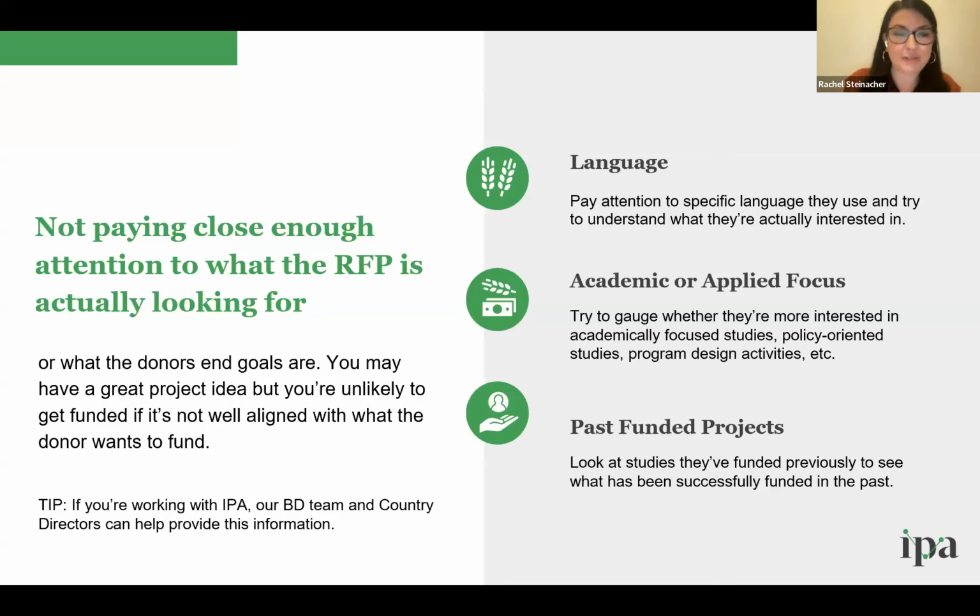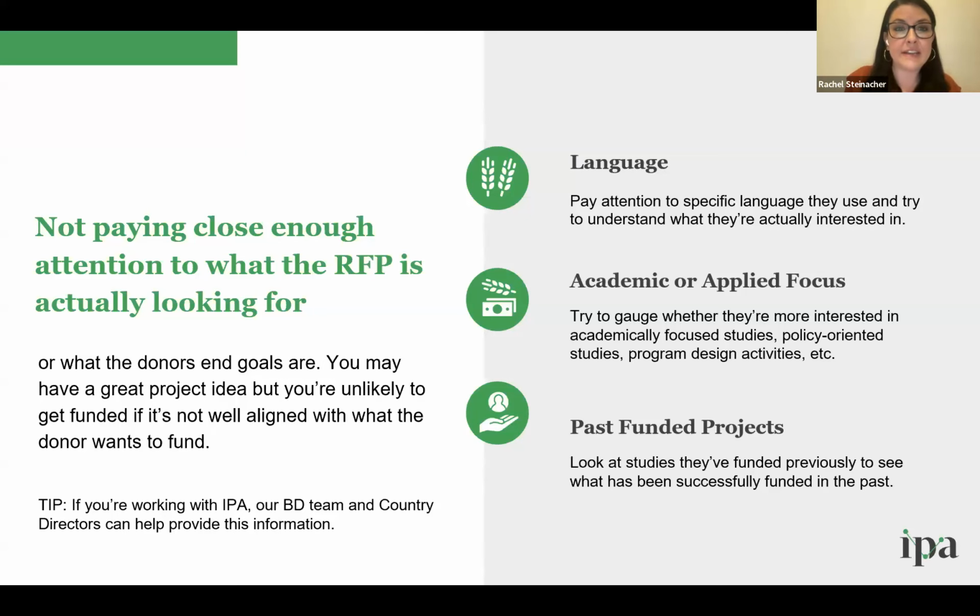I've read hundreds of RFPs in my life, and I always read them several times to really try to get my head wrapped around what they're looking for. And also try to gauge what they're interested in, whether they're interested in more academically focused studies, policy-oriented studies, program design activities, by reading through their website and then also looking at studies that the donor has previously funded. If you're working with IPA, our business development team and our country directors can also help provide this information to you.